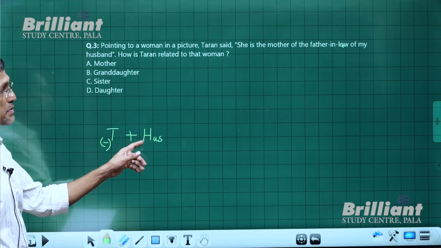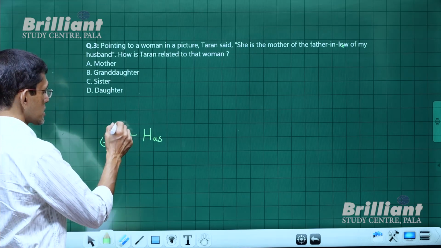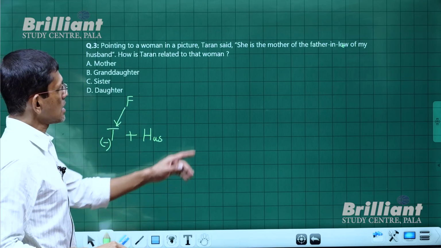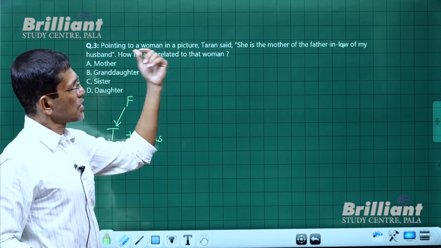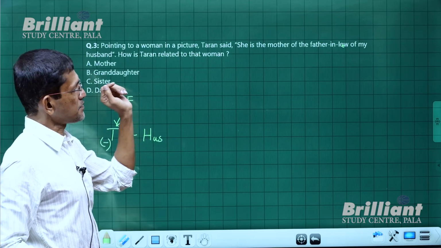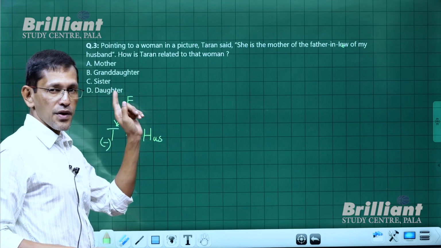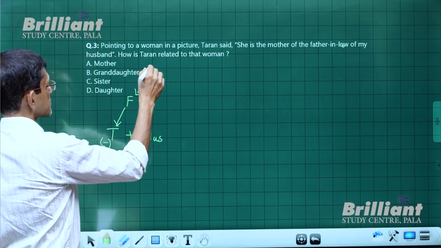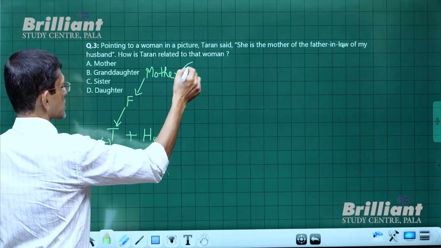Her husband's father-in-law. Husband's father-in-law is Taran's father. Taran's father. And that lady is what? She is the mother of Taran's husband's father-in-law. Okay, that means that lady is Taran's father's mother. Father's mother. That means Taran's what? Grandmother.